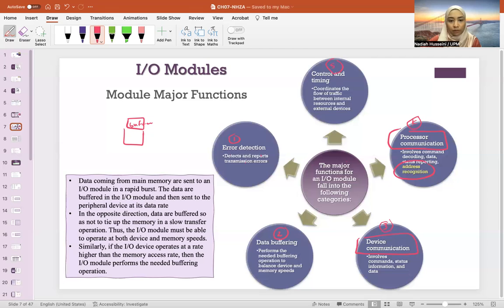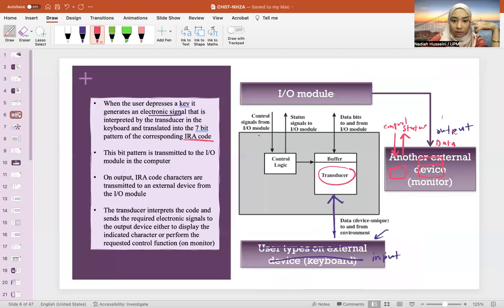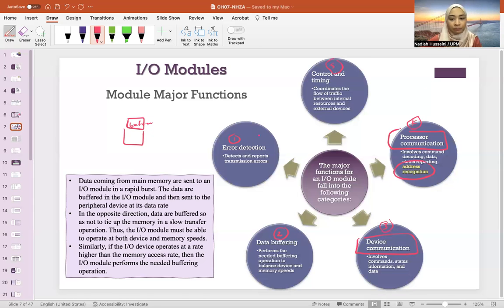Okay. So how does the I/O module do the error detection? I think I wrote it somewhere. I don't think it's here. So data coming from the main memory are sent to an I/O module in rapid burst. The data are buffered in the I/O module and then sent to the peripheral device at its data rate. Like I told you before, sometimes our device is very slow, so we store the information in the buffer, or vice versa. Sometimes our I/O module is too fast for our devices to respond, so it goes into the buffer first. When the device, such as the printer, which is super slow, is ready to respond, then only the I/O module would transfer that.